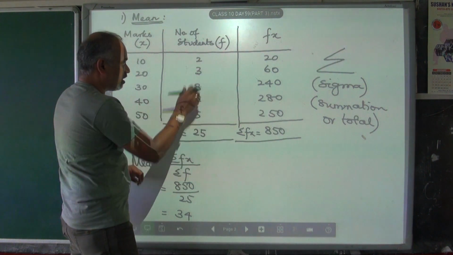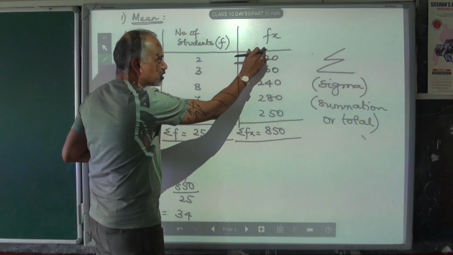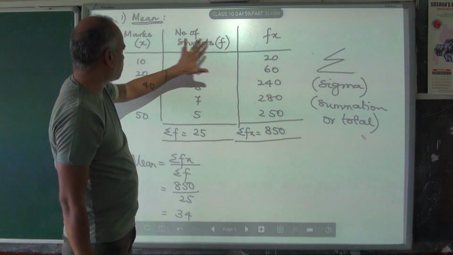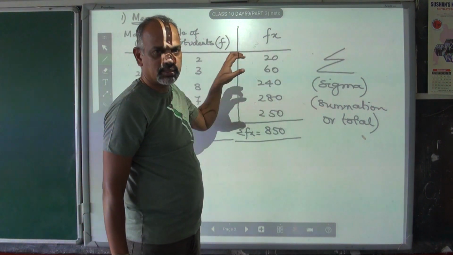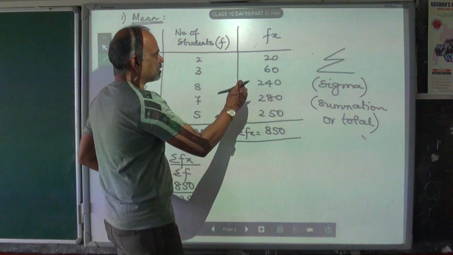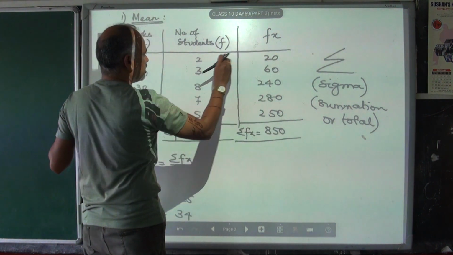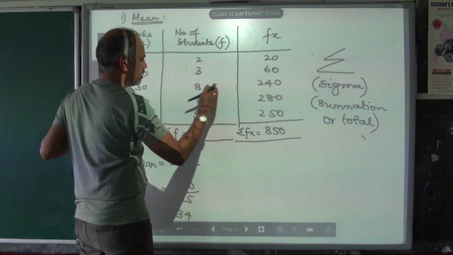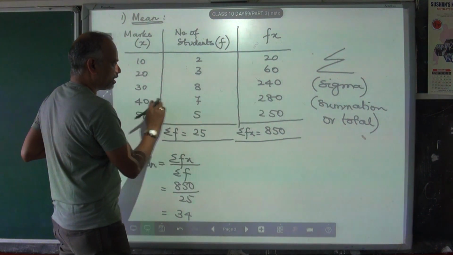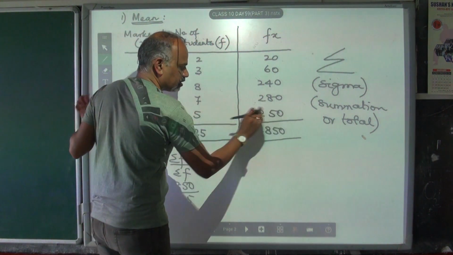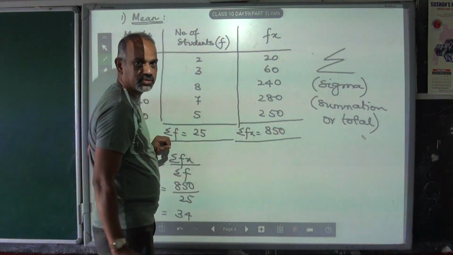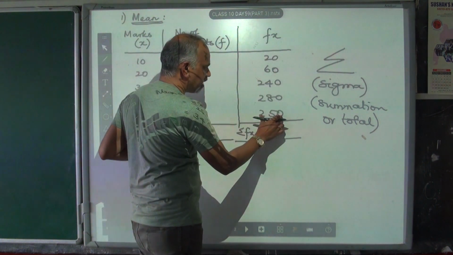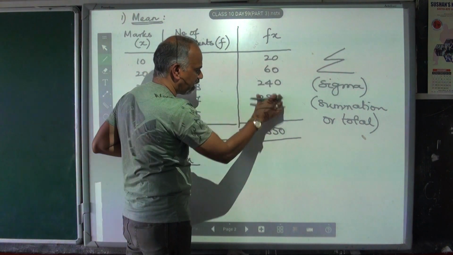But as I said, you have f separately and x separately. So the next column that you have to make is finding the values of f into x. You know f, you know x. Next column is f into x. Multiply each of them, f with x. So fx is the third column. Now let's multiply. 2 into 10 will give you 20. 3 into 20 is 60. 8 into 30 is 240. 7 into 40 is 280. And 5 into 50 is 250. All of them are multiplied. You got fx values. And you need the sum of all the fx values. So add all the fx values. Sigma fx is equal to, if you add all this, you will get 850.